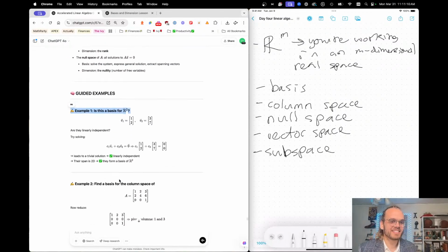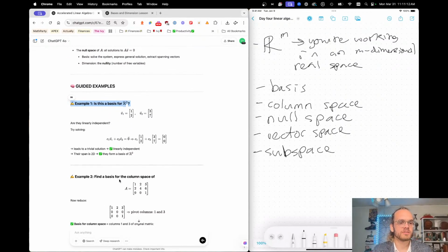So let's see this. Is this a basis for the set of real numbers in two-dimensional space? Are they linearly independent? Yes. So if we try solving to see if they can equal 0, it leads to a trivial solution, so they are linearly independent. Their span is two-dimensional. They form the basis of R2. Okay.